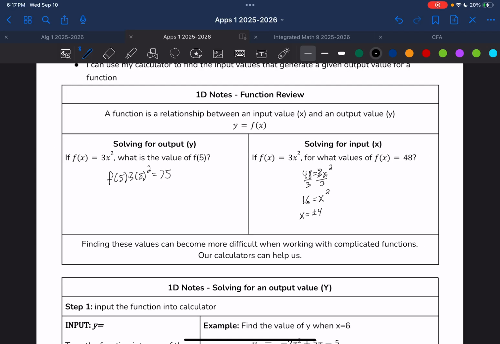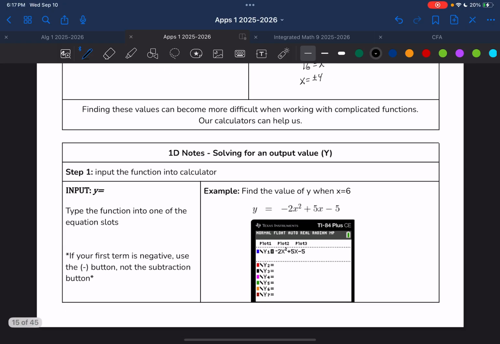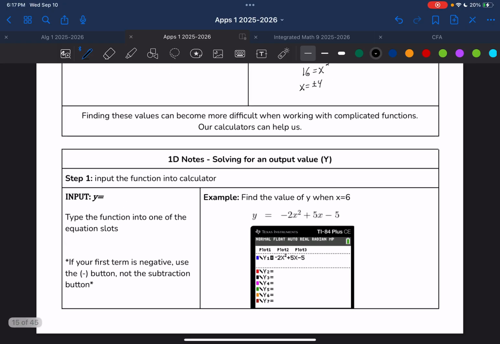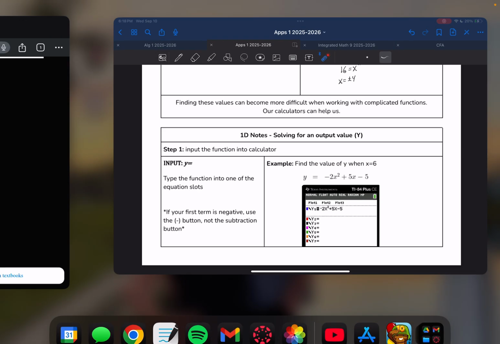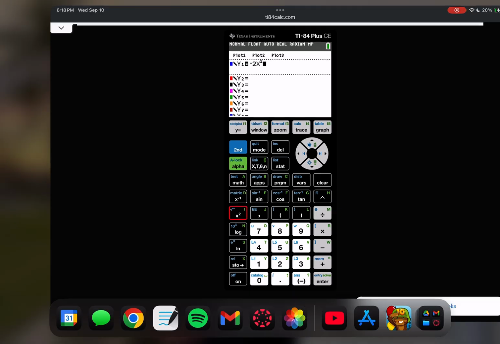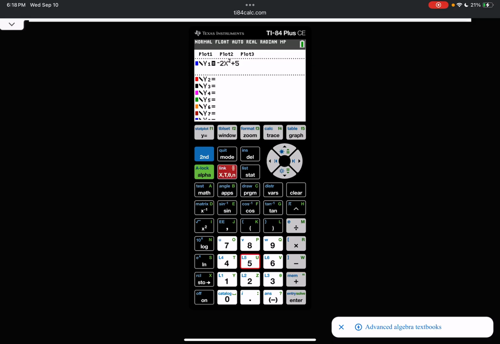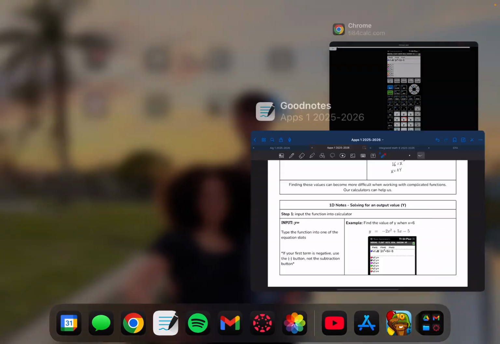For simple functions, it's pretty straightforward to do that by hand, but for more complex functions, we're just going to rely on our graphing calculator. So we're going to be looking at the function y equals negative 2x squared plus 5x minus 5. We're going to start by just putting that into our calculator. So I'm going to go y equals, and then put it in your calculator there.